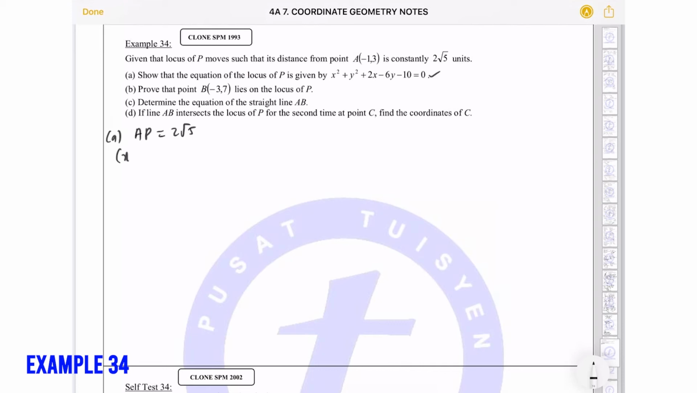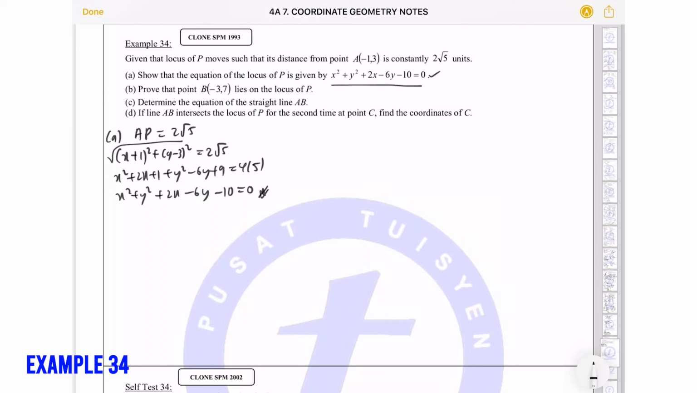Use the formula for distance: the square root of (x minus 1) squared plus (y minus 3) squared, and the result is 2 root 5. We just have to expand this: x squared plus 2x plus 1, y squared minus 6y plus 9. 2 root 5 squared is 20, so x squared plus y squared plus 2x minus 6y plus 10 minus 20, giving negative 10, equals 0. You can see the answer is the same as the one given.